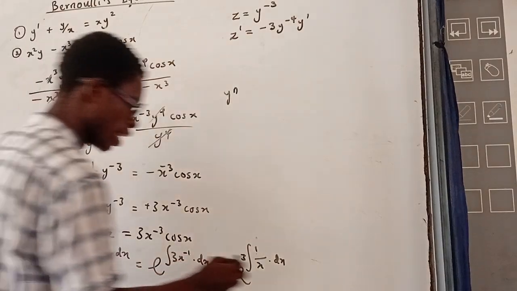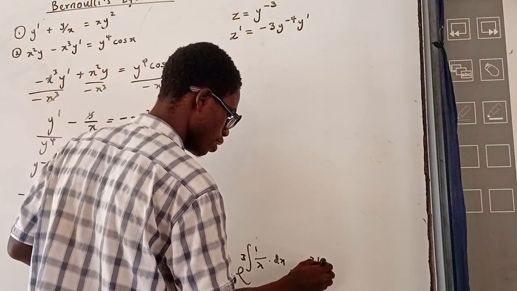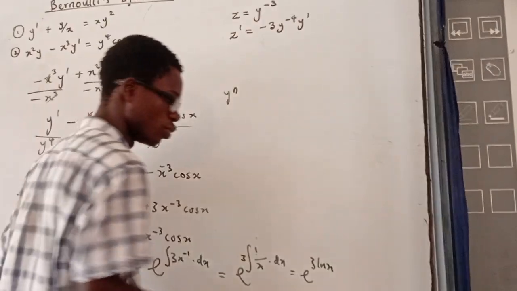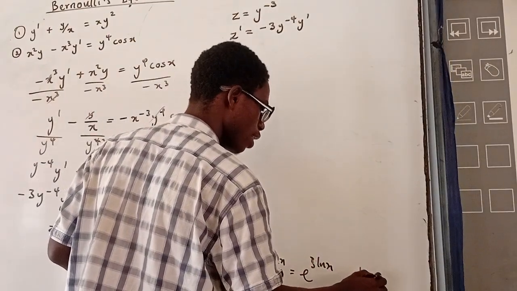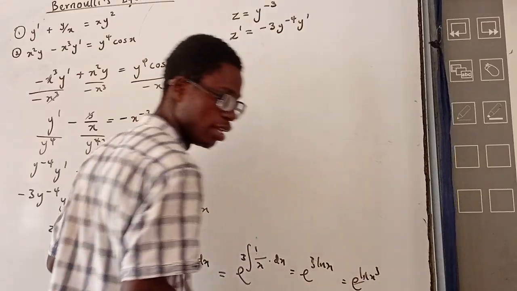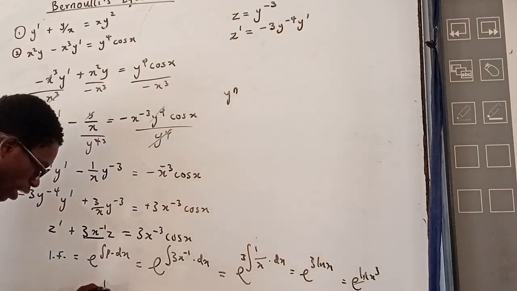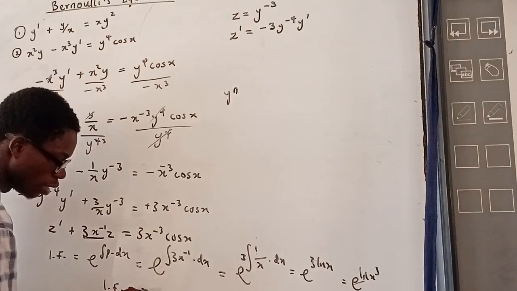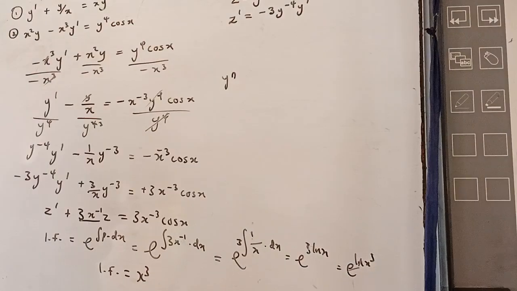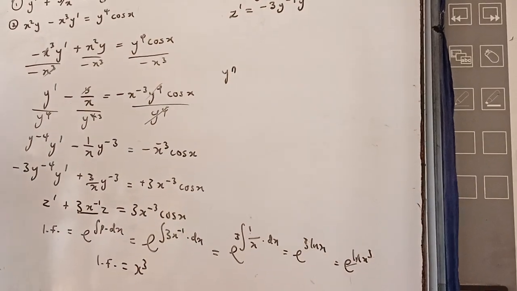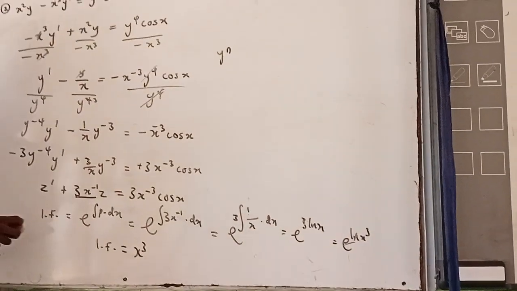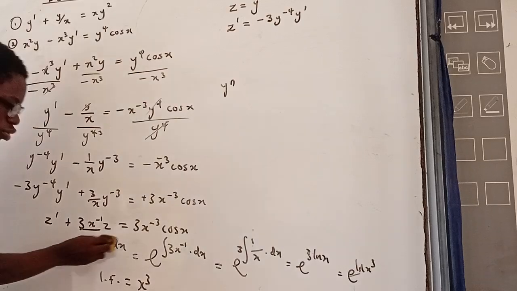So if I integrate this, I have e raised to power 3 ln x. There's nothing like plus c, we don't need it. This 3 will go to the other side and we have e raised to power ln x cubed. E and ln can cancel out. So our integrating factor equals x cubed. So that's our integrating factor, x cubed.